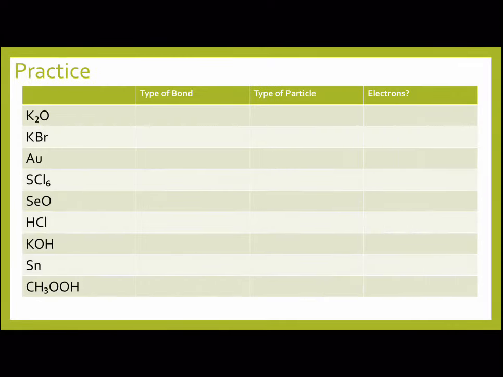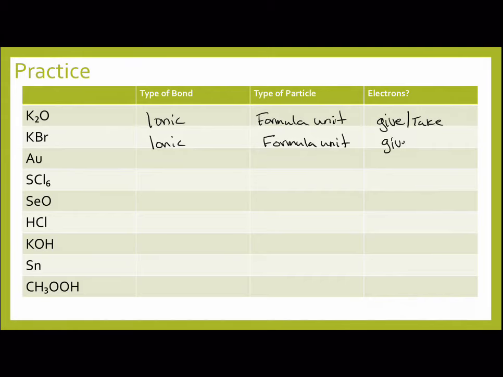Pause the video and try to figure out which kind of bonds each of these molecules have. The first one is ionic. That is a formula unit, and they have a give and take of electrons. This is a metal and a nonmetal, so it is ionic, a formula unit, and that is give and take of electrons.